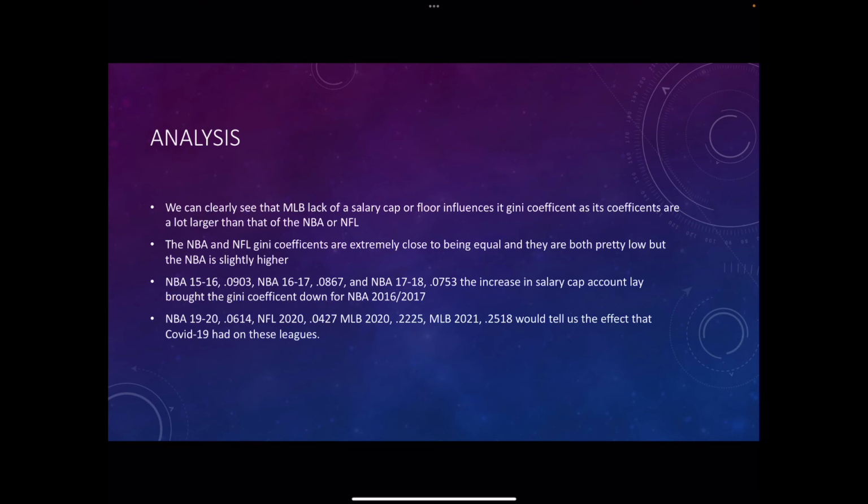And then we can look at something that we kind of thought of here, which is how did COVID affect these leagues? We can see that the NBA and NFL are extremely close to their averages in Gini coefficients, and the next years were extremely close as well. But you can see in Major League Baseball, in the 2020 season, the first season affected by COVID, it's on average, just a little bit above. And then the next season, it skyrockets.